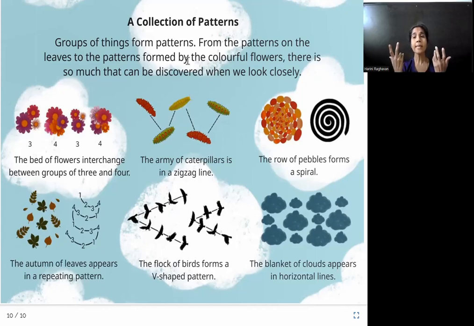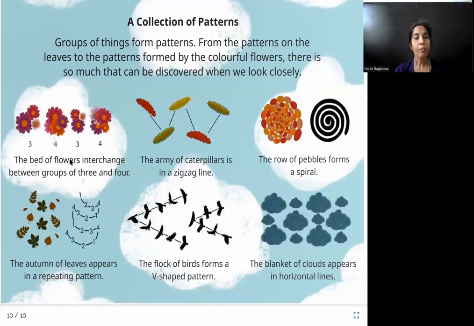So, what is a pattern? When a design keeps repeating, it is a pattern. So, you have one leaf, then two leaves here, one leaf here, two leaves here, one leaf, two leaves here. Then it is a pattern that is getting repeated. It's a design that is getting repeated. So, many things form patterns. And you can find patterns on the leaves, patterns formed by the flowers. There is so much that we can see. Let's see what patterns we read about today.